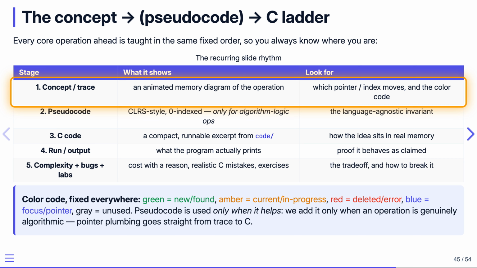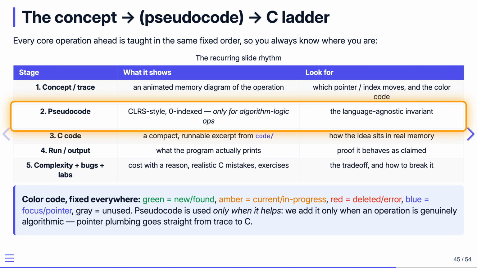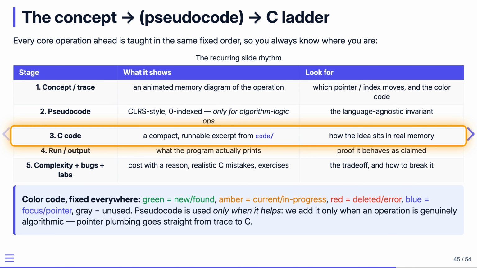Step 1 is the concept. We show an animated memory picture of the operation. Watch which pointer or index moves and watch the colors. Step 2 is pseudocode. It is CLRS style and 0 indexed. We add it only when the operation is a real algorithm, so it shows the plain idea with no language details.